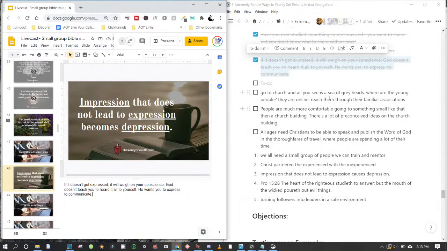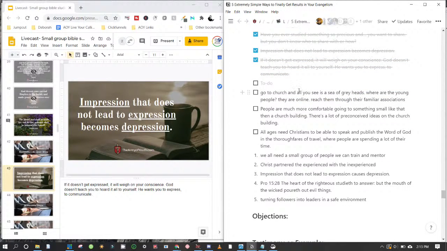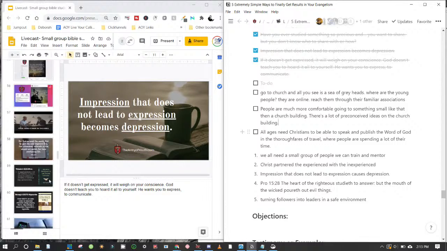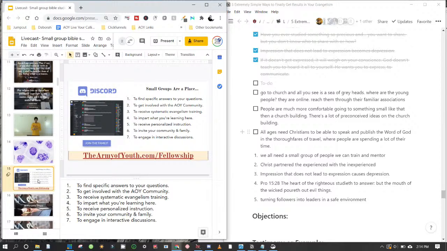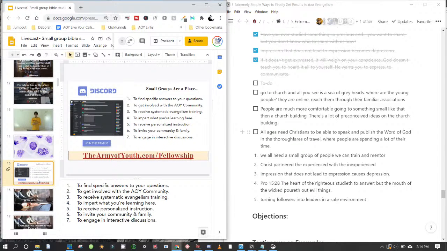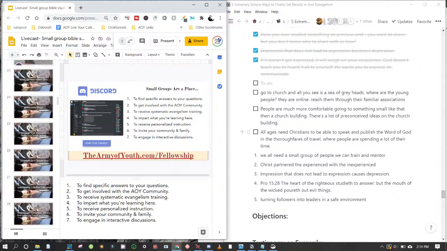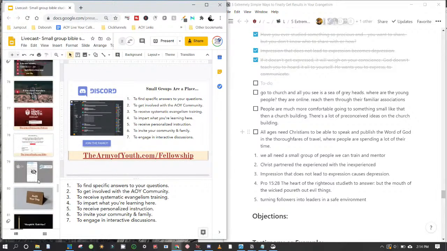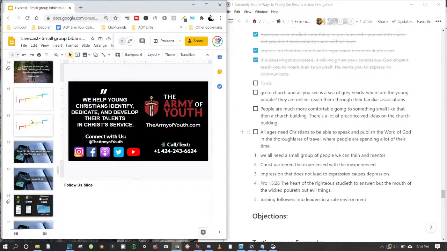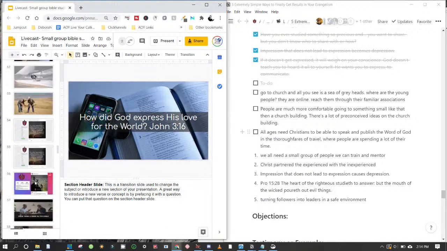Go to church. All you see is a sea of gray heads. Where are the young people? Reach them through the familiar associations. People are more comfortable going to something small. There's a lot of preconceived ideas on a church building. Now, this may be a good place to just have this up there again. Oh, I thought I had this on there twice. Make it very clear. This is all part of the template.